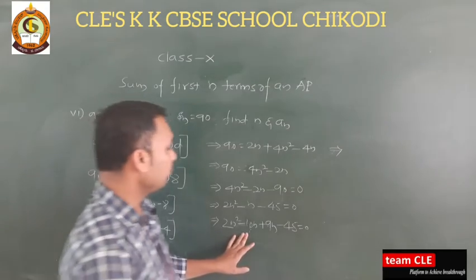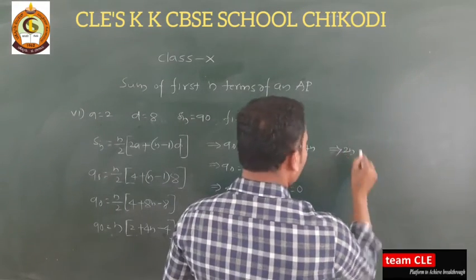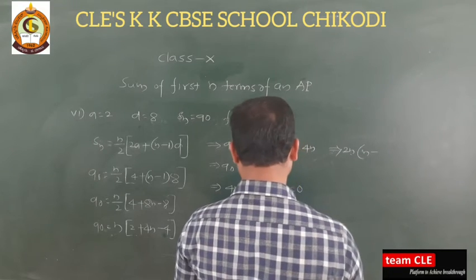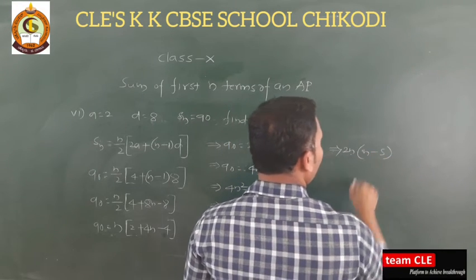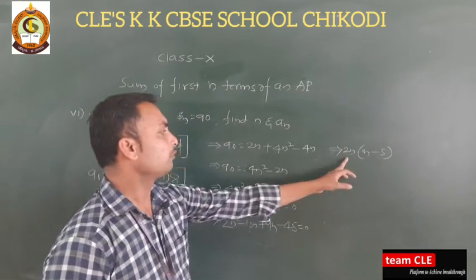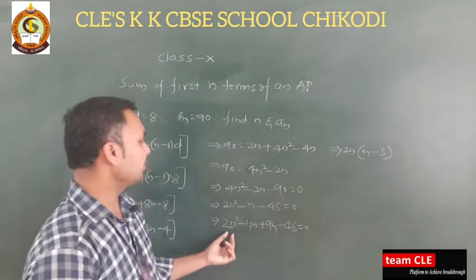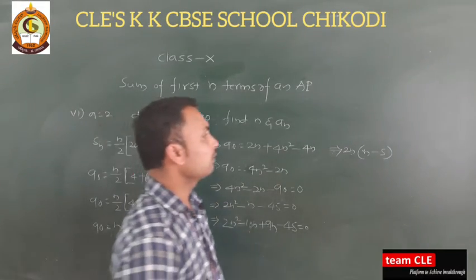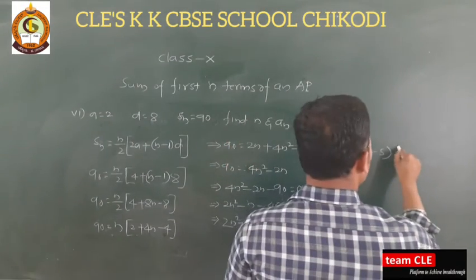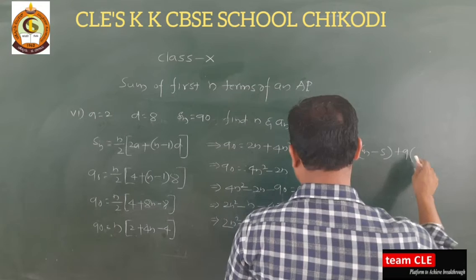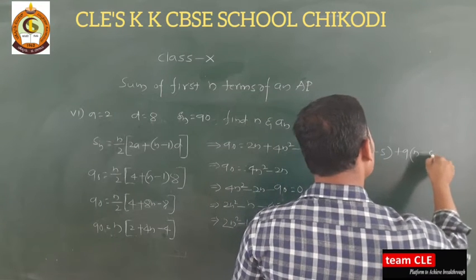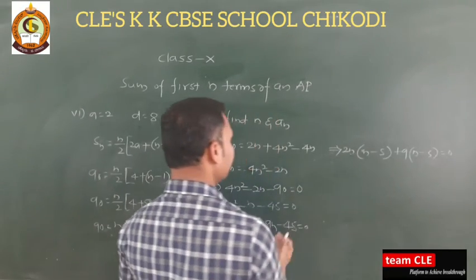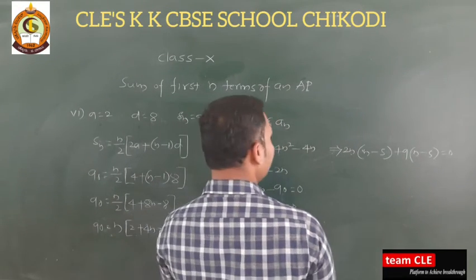Okay. Now we can take common. So 2n I'll take. Now n is remaining, n minus 5, isn't it? 2 into 2n into n, we will get here 2n square. Now 2n into minus 5 will get here minus 10n. Now next, plus 9, I'll take the common, n minus 5. So this is equal to 0. 9 into 5 will get 45, 9 into n will get plus 9n.